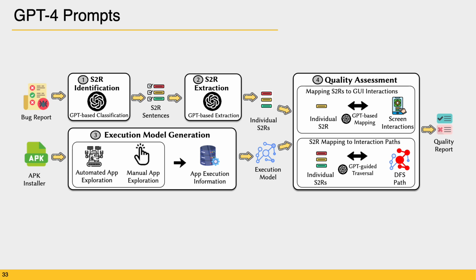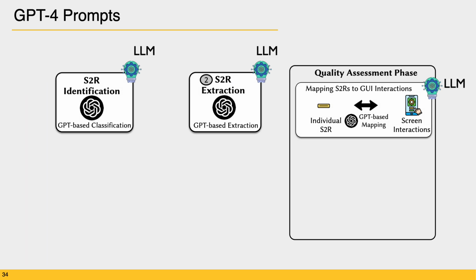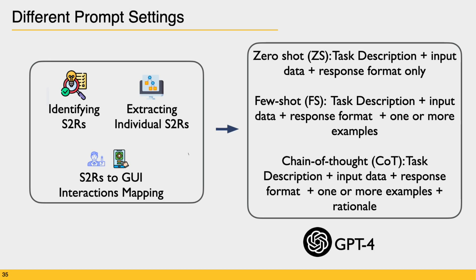In exactly three tasks, we used GPT-4: identification of S2Rs, extracting individual S2Rs from identified S2Rs, and mapping S2Rs to GUI interactions. We designed three prompts. We tried different prompts to perform each of those tasks. Now, I'll describe the prompt generation for the three different tasks in our algorithm: identifying S2Rs, extracting individual S2Rs, then steps to reproduce to GUI interaction mapping. We designed three types of prompts.